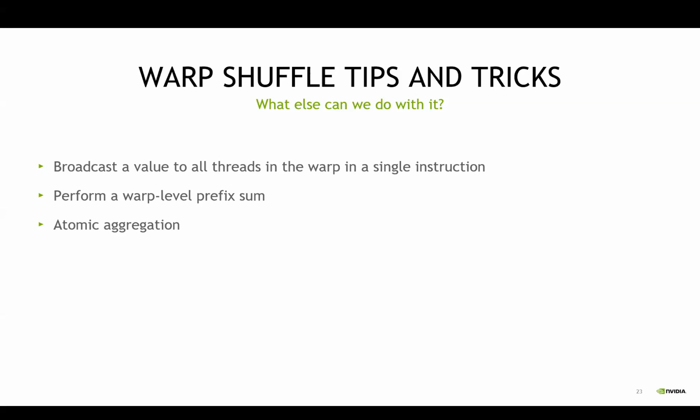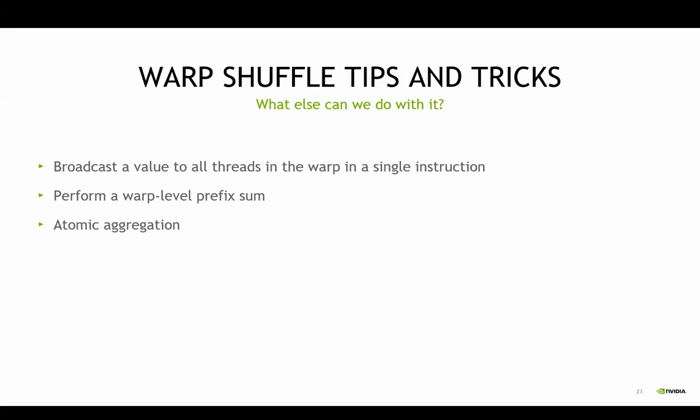The other thing we can do is use warp shuffle to benefit atomics. In many cases, there will be situations where I want to or need to use atomics anyway, and I may have a situation where each thread in the warp is doing an atomic operation on a particular value in global memory. So across a warp, that means I'm going to put 32 atomic operations into the queue, if you will.